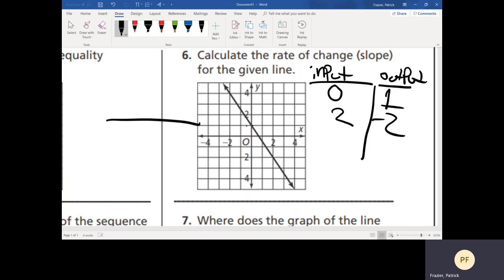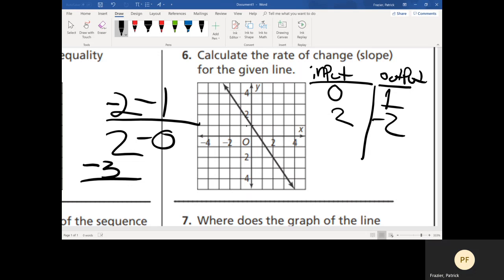-2. And then remember y2 minus y1. So I'm just going to say that -2 is my y2, and my y1 is 1. So -2 minus 1, and then 2 minus 0. So that's -2 minus 1 is -3. -3 divided by 2 minus 0 is 2.